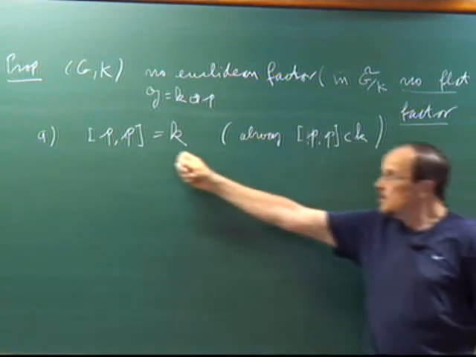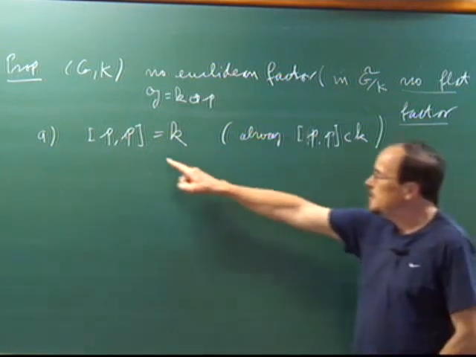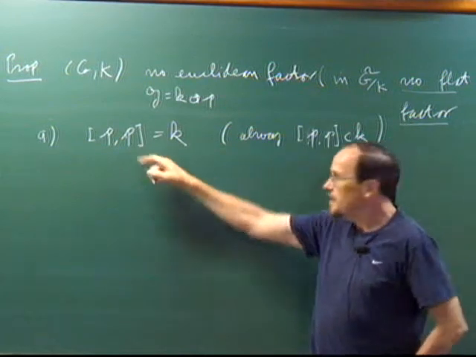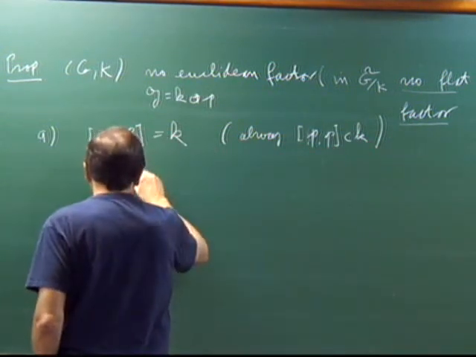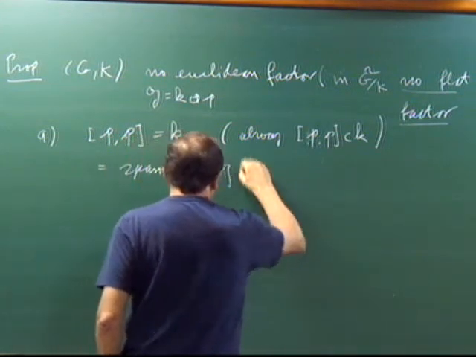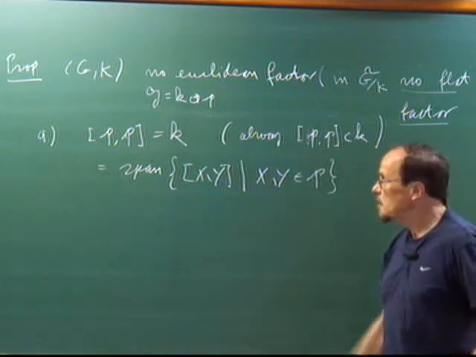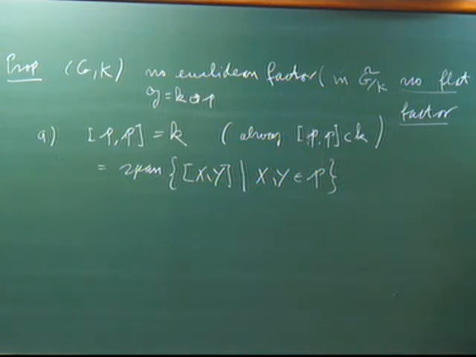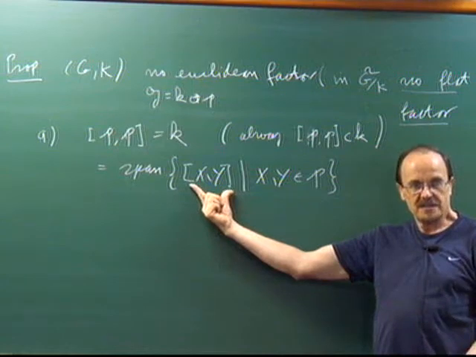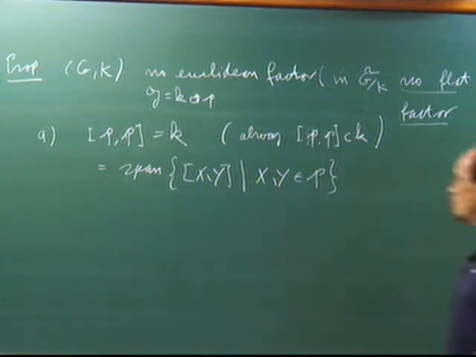So here, claim equality. Because what does equality mean here? This, strictly speaking, is not a subspace. So by [P, P] here, I mean the span of all vectors of the form [x, y], where x and y lie in P. If I look at only these brackets, they're not a linear subspace. So I look at the span, the linear subspace. When I do that, I get all of K. That's an important property.